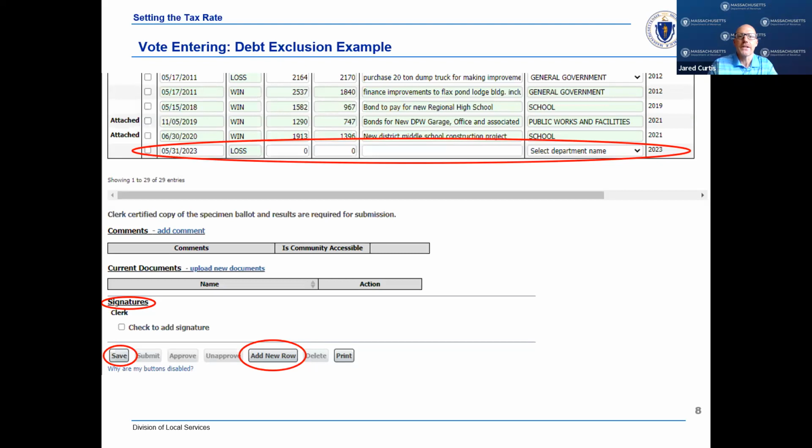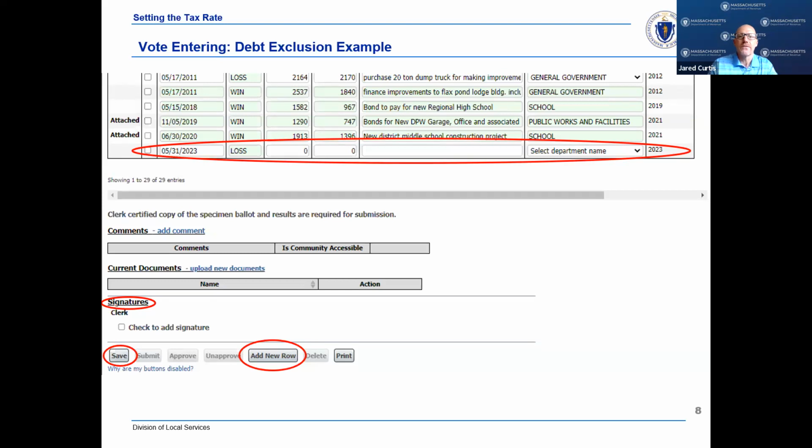This is a screenshot of the debt exclusion vote entering form. Once you click on the Votes Debt Exclusion link, the debt exclusion form opens. This form displays past debt exclusion information that has already been entered. If you want to add a new vote, at the bottom, click on Add New Row. This inserts a new row at the bottom of the form for debt exclusion information to be entered.